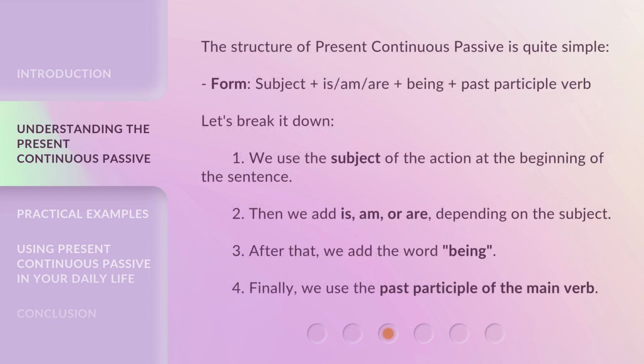The structure of present continuous passive is quite simple. Form: subject plus is, am, are plus being plus past participle verb. Let's break it down. 1.